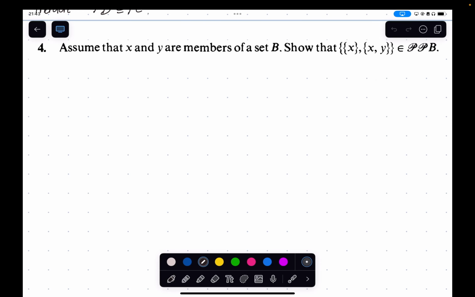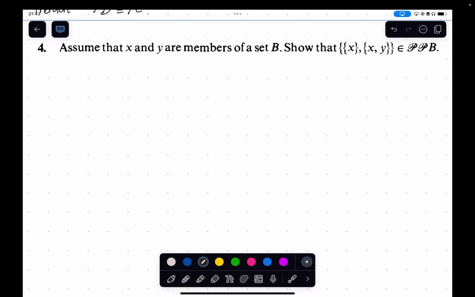The next question is, assume that X and Y are members of a set B. Show that the set containing X, and the set containing X and Y, is in the power set of the power set of B.